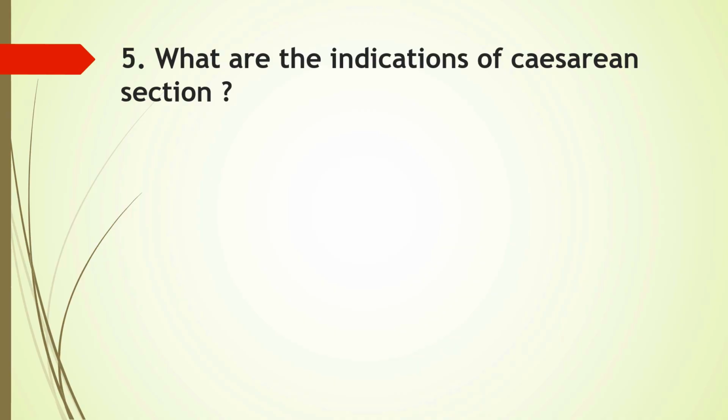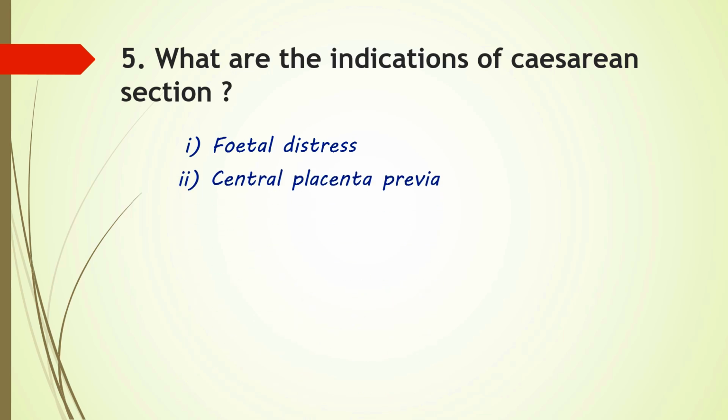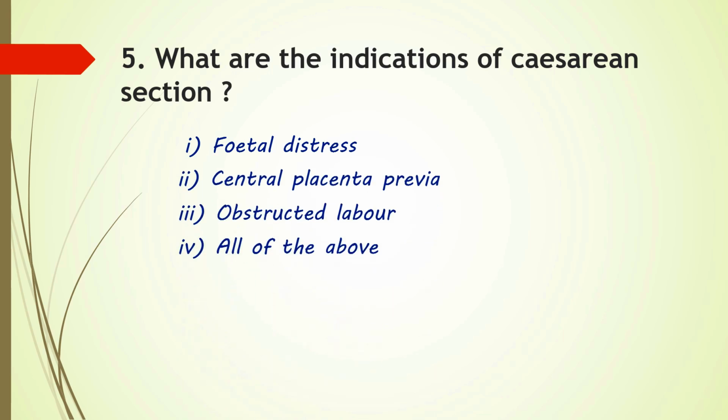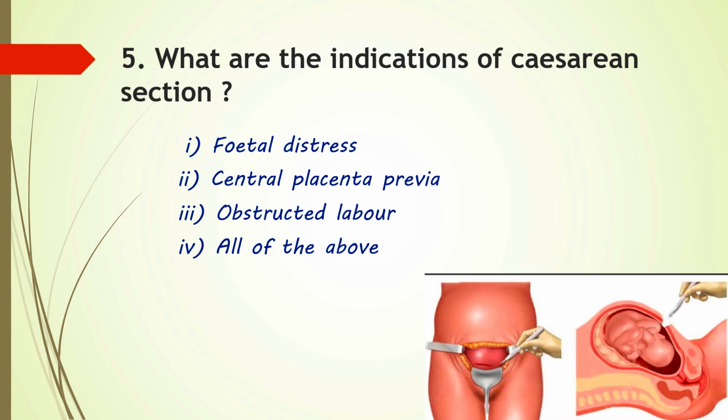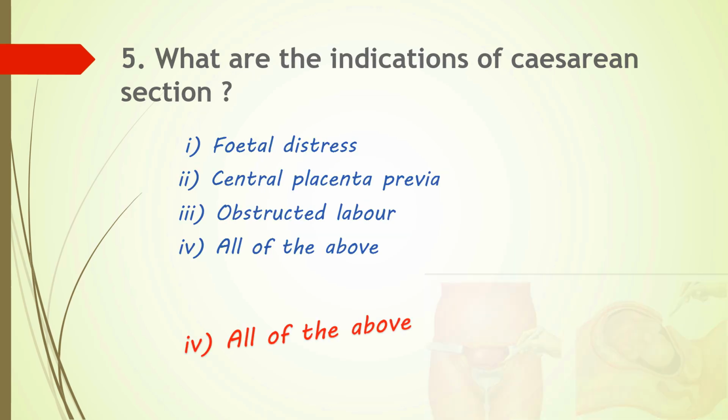Question number 5, what are the indications of cesarean section? Options are fetal distress, central placenta previa, obstructed labor, or option 4 all of the above. Yes, fetal distress is obviously an indication of cesarean section. Central placenta previa, which can lead to premature separation of placenta, is also an indication of cesarean section, and obstructed labor is obviously an indication for cesarean section. So here all of the above is the correct answer.